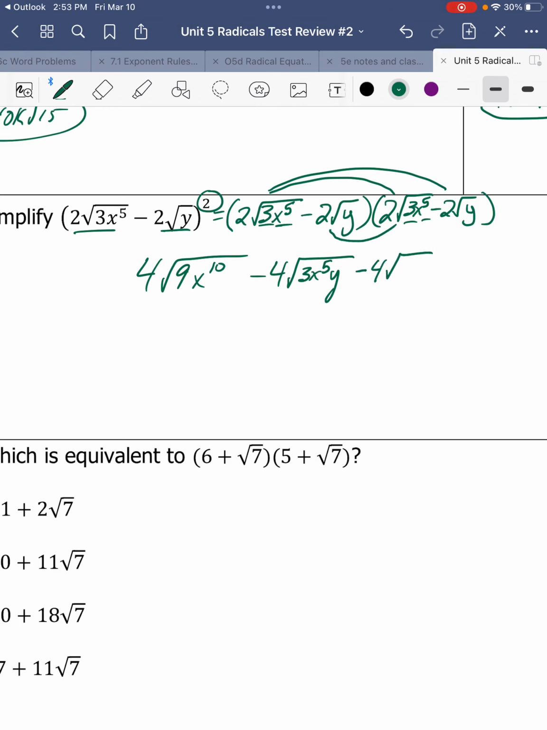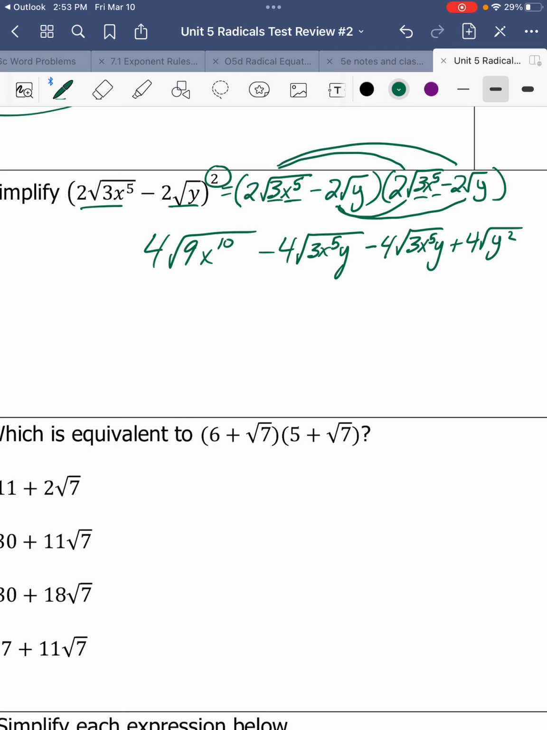Now we multiply negative 2y times 2, square root of 3x to the 5th y. And then multiply the last 2 here. So we have positive 4 square root of y squared. After you multiply it, now we simplify each individual term.